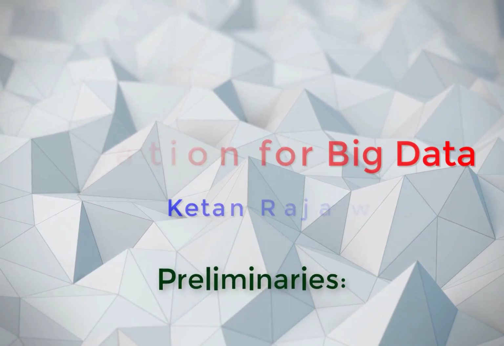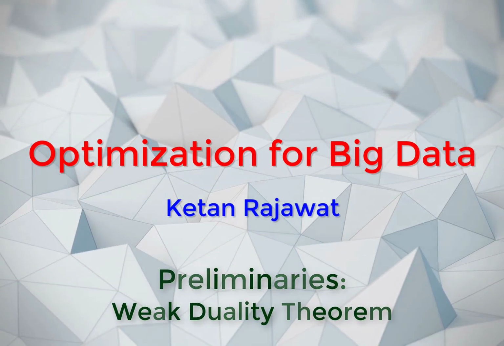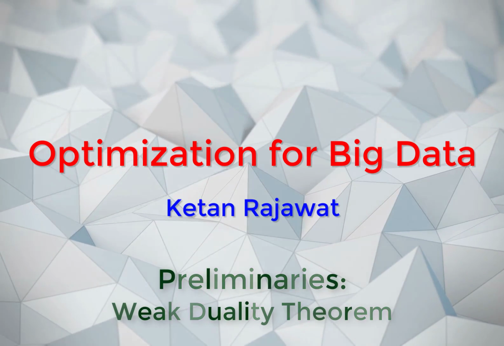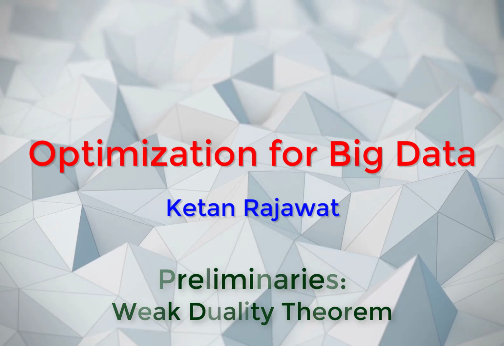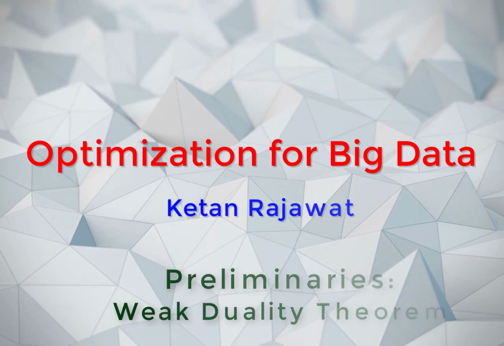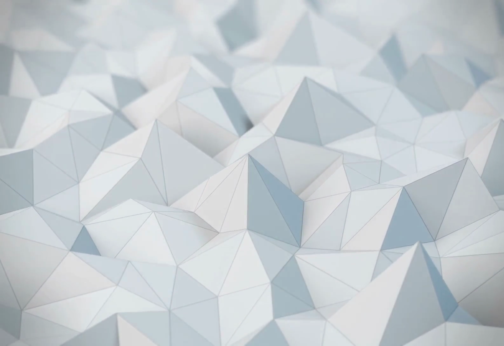Hello all, in the previous video we looked at the Lagrange dual of a problem. Now if you're wondering why the Lagrange dual was constructed in the way it was and why we required lambda to be non-negative etc., this video should provide us with some intuition regarding the same by taking a look at the weak duality theorem, which is essentially an implication of the way in which the dual was defined.